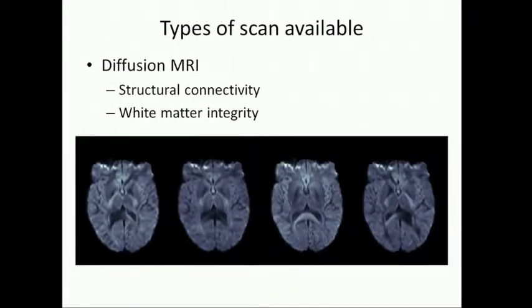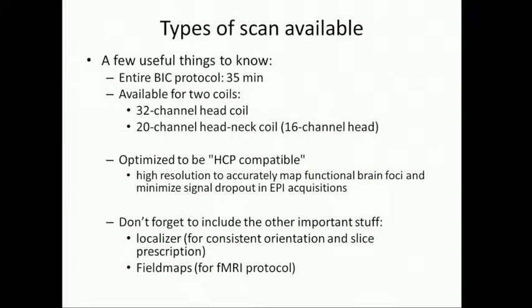And we have a diffusion scan that's available, which will give you measures of structural connectivity and white matter integrity. And this will allow you to use most of the major diffusion MRI or DTI protocols that are out there to analyze the data. A few things that you need to know. So the entire BIC protocol, if you chose to acquire all of the data, not counting your task length, which might vary, would take about 35 minutes. So you get a lot in quite a short amount of time.